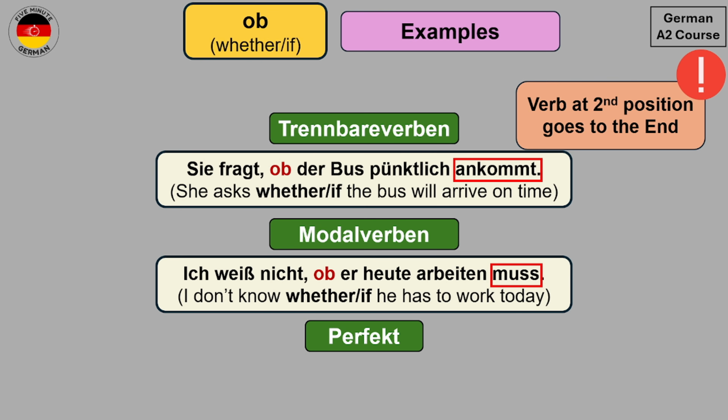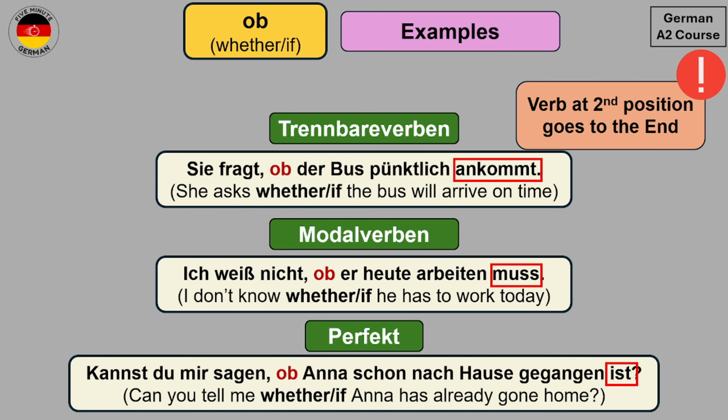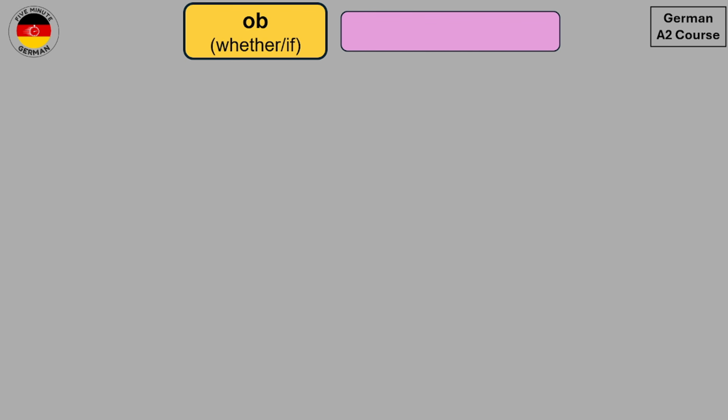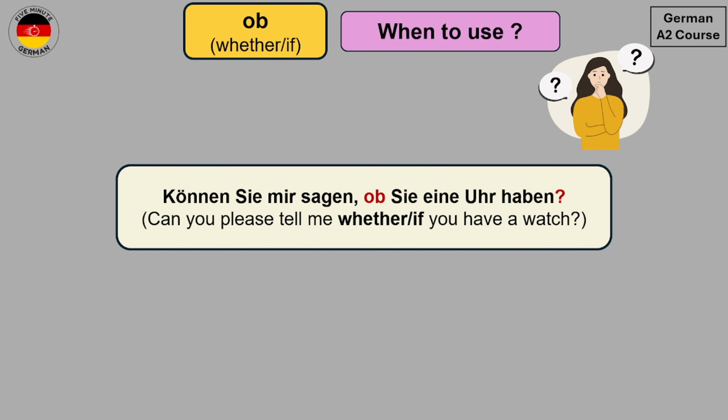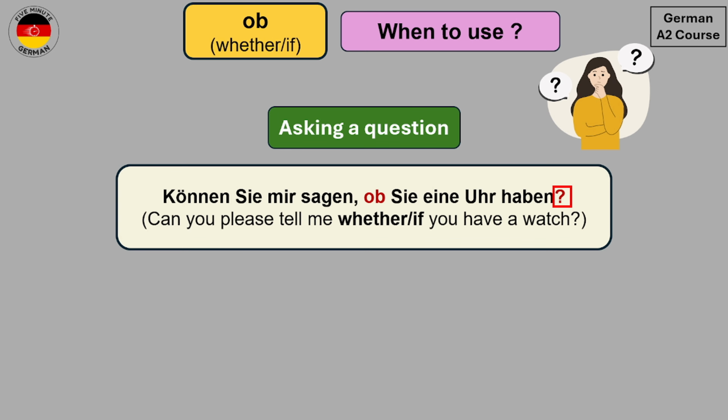And in case of perfect, we have the question Kannst du mir sagen, ob Anna schon nach Hause gegangen ist? Can you tell me whether or if Anna has already gone home? So you see that the helping verb, which is ist in this case, has gone to the last position. Now you might have a question that when do we use a question mark? Now if we have the question over here, which is Können Sie mir sagen, ob Sie eine Uhr haben? Now in this case we have used a question mark at the end because we are asking a question. So that's why it makes sense to use a question mark.